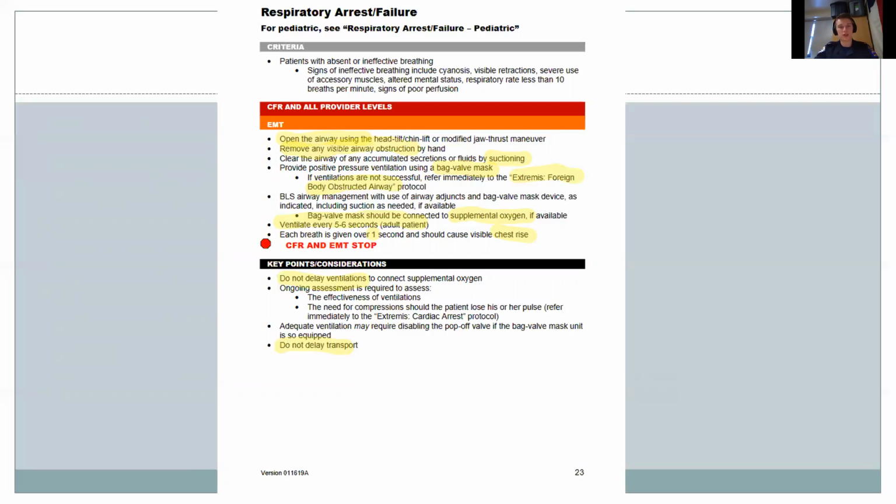Key points: do not delay ventilations. We want to get them on right away. Everybody needs oxygen, and do not delay transport. Remember that ALS and the hospital can do a lot more than we can.